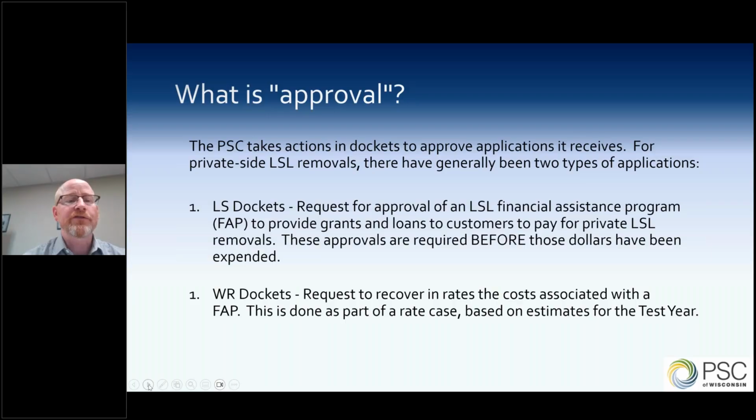Okay, so first off, a real quick summary. What are we talking about when we say approval from the PSC? From the perspective of what's required for approval from the commission, there's a couple of instances.